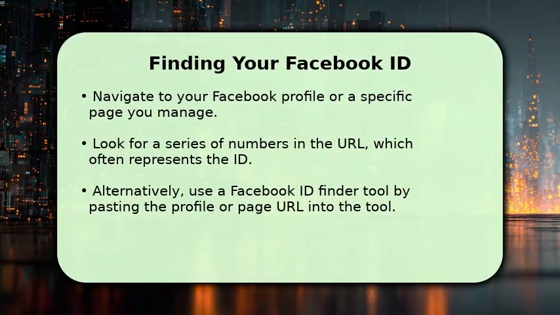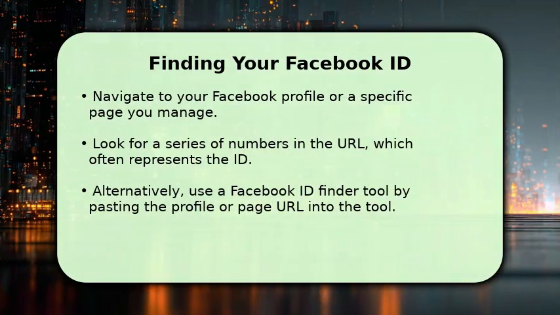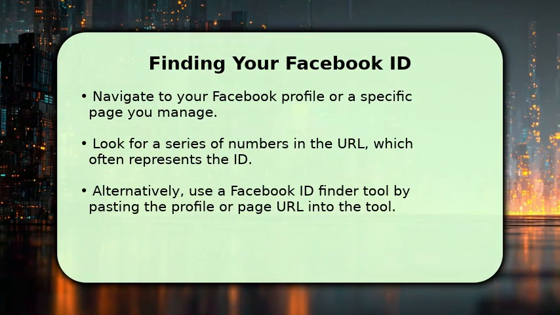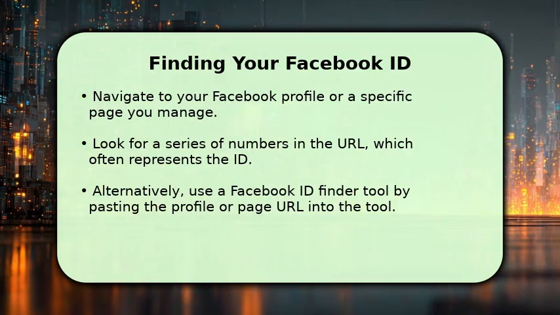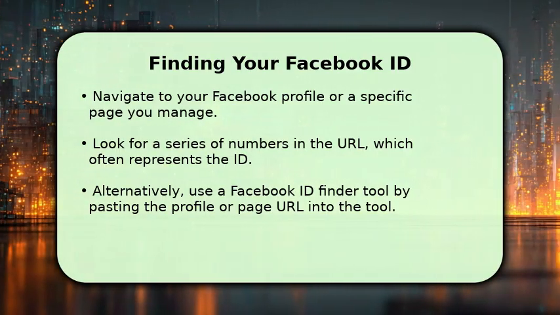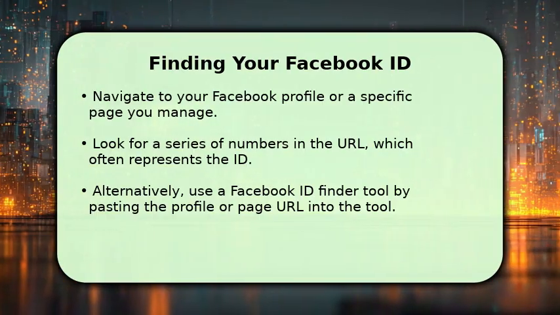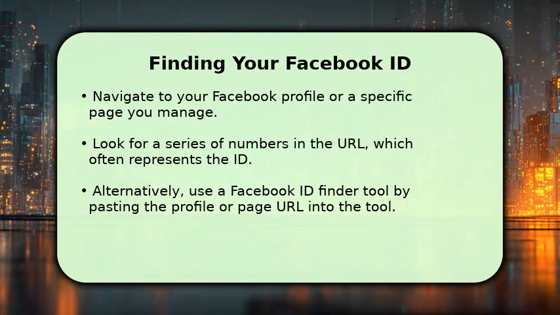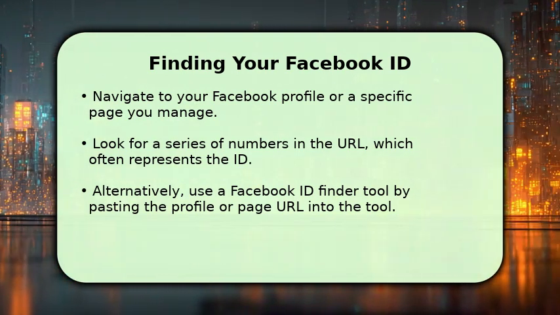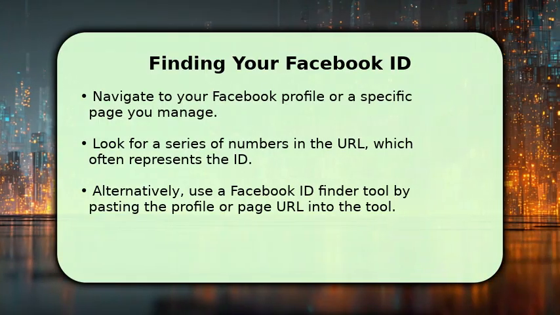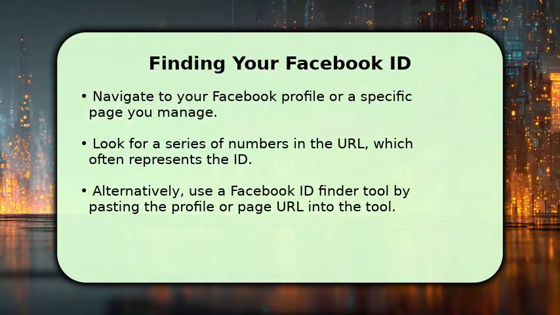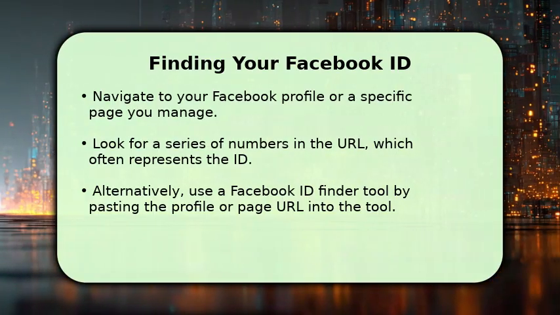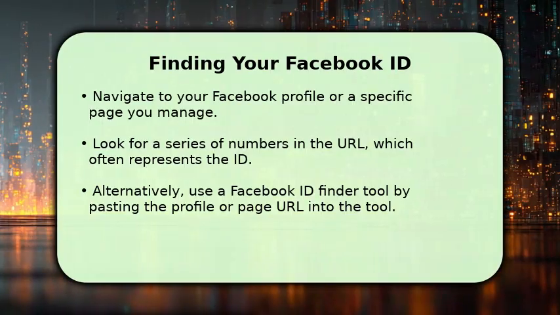Finding your Facebook ID is quite straightforward. First, navigate to your personal profile or the specific page you manage. If you look closely at the URL in your browser's address bar, you'll often see a long string of numbers. That's your ID. For profiles with custom usernames, the ID might not be directly visible in the URL. In such cases, you can simply copy the profile or page URL and paste it into one of the many free online Facebook ID Finder tools available. It usually takes just a few seconds to retrieve it.